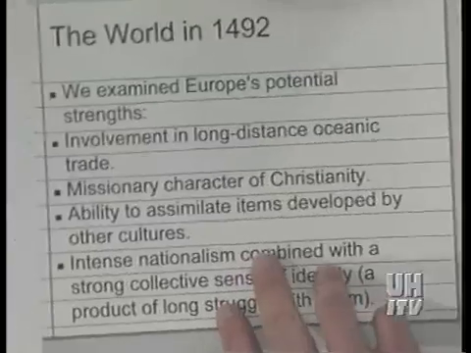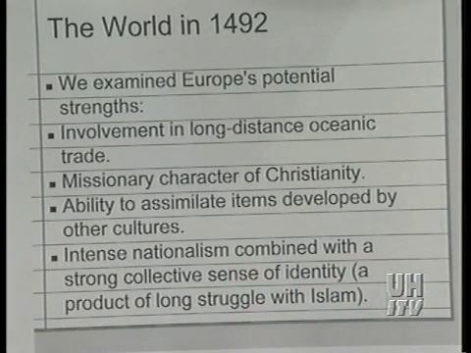And finally, we looked at certain European weaknesses and strengths in 1492. In particular, we emphasized Europe's involvement in long-distance oceanic trade, the missionary character of European religion, the eagerness with which Europe assimilated items developed by other cultures, and a peculiar mixture that characterized Europe in 1492: a strong nationalism combined with an intensive sense of identity, product of a long struggle with Islam.